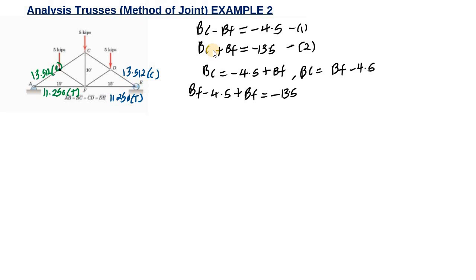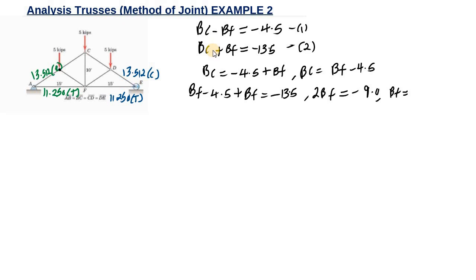So now we have 2BF. Then this negative 4.5 is going to move to the right side of the equation. So it's going to be negative 13.5 plus 4.5, which gives us negative 9.0. So 2BF is equal to negative 9.0. Solving for this, BF is equal to negative 9.0 divided by 2.